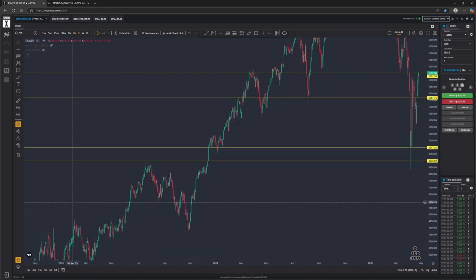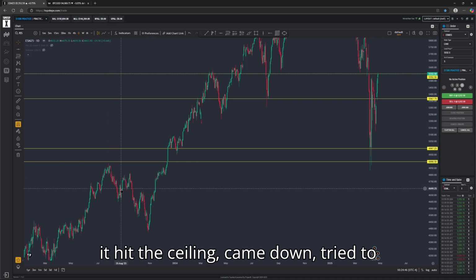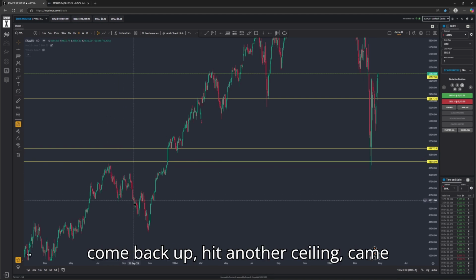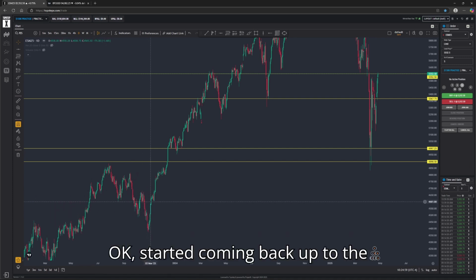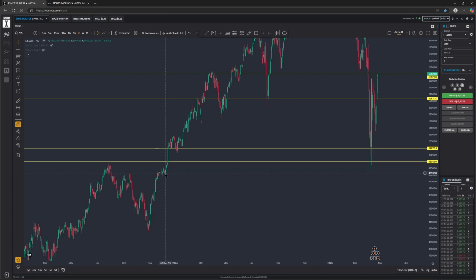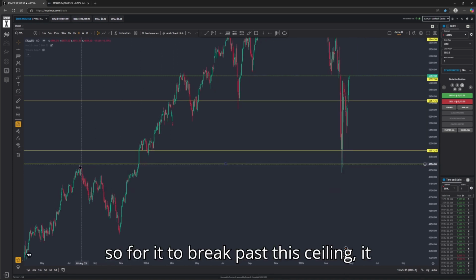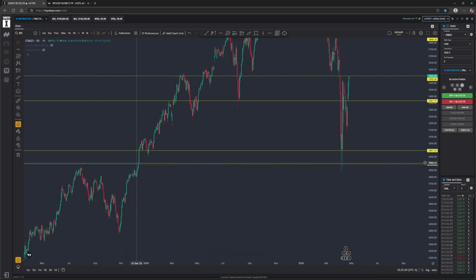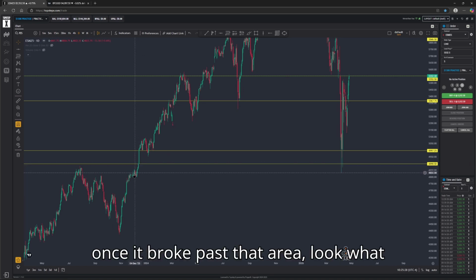The price was moving up. Doesn't matter what it was doing over here. For now, just sit back, enjoy the show. It came up here, hit the ceiling, came down, tried to come back up, hit another ceiling, came back down, hit the floor, hit another ceiling, came back down, hit the floor. Started coming back up to the ceiling, hit it, went down, hit a little floor, came up, broke past the ceiling. For it to break past this ceiling, it took a really long time, so this area is kind of important.